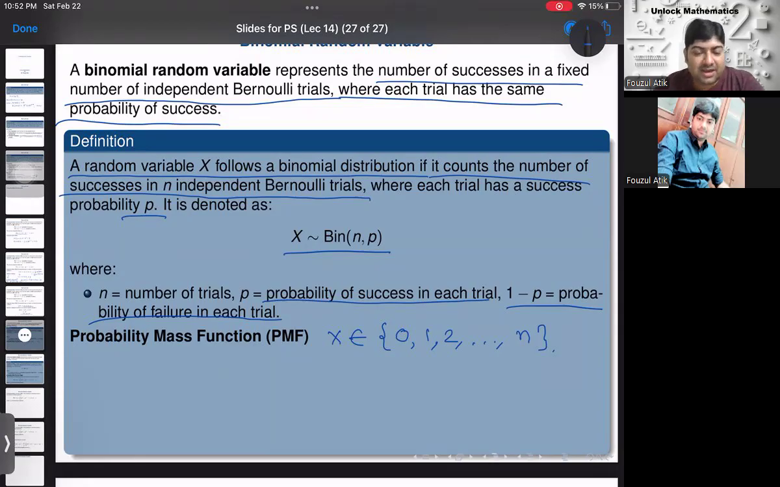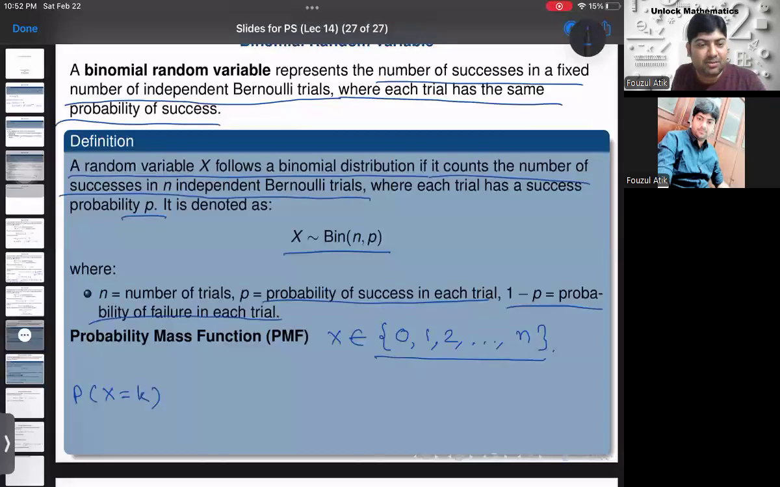Now we will calculate that if x is any particular value from this set, what will be its probability? That means we will calculate the probability mass function. So suppose in your n number of independent Bernoulli trials, the first k trials are success, and after that they are failure. So we basically want to find the probability of x is equal to k.